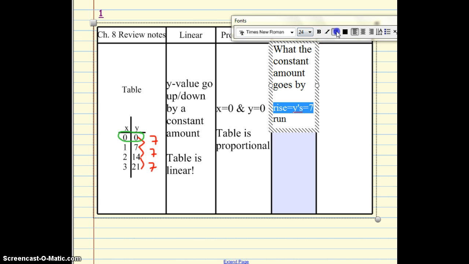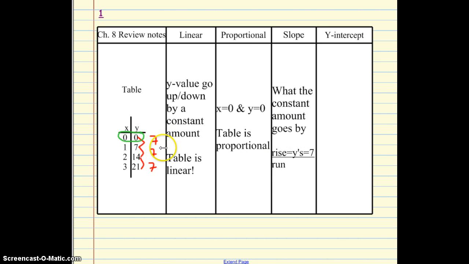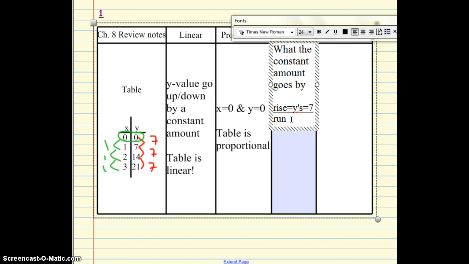So with our rise, talking about our y's, we are going up by 7, and then our run deals with our x's, and our x's are going up by 1, 1 and 1. So our run is 1. Our run is our x's, and that's going by 1. And so as we do rise divided by run, 7 divided by 1 is 7. So our slope is 7.